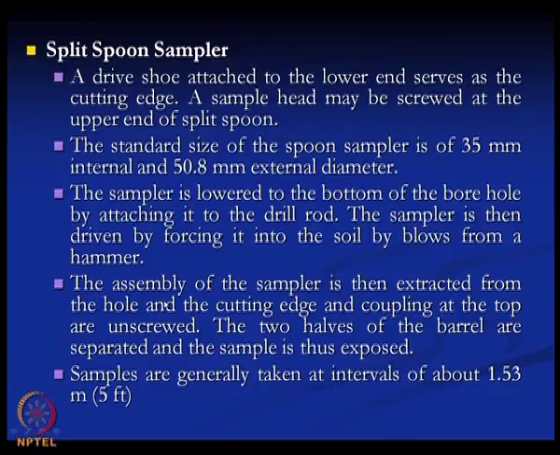So, once the sampler is pushed into the soil, soil enters the sampler, and then it is taken out. It is basically a two-halves hollow tube, so it is opened and the soil sample is collected inside the tube.